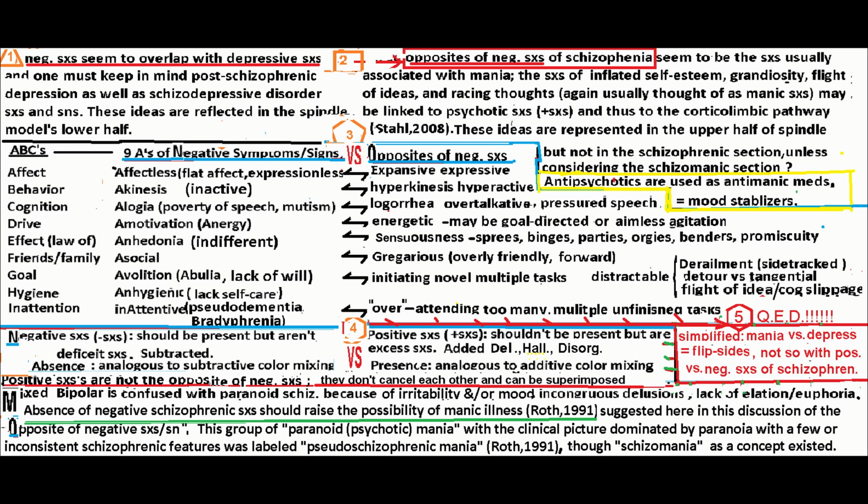Down in number 4, there's a hexagon. It says the absence of negative schizophrenic symptoms should raise the possibility of manic illness. It's suggested here that they're the opposite of these negative symptoms. So if you treat depression, you should get rid of your depressive symptoms, and if you overshoot, they'll have manic symptoms. If you treat the negative symptoms, you can get positive symptoms also in schizophrenia. So it's kind of a mishmash.